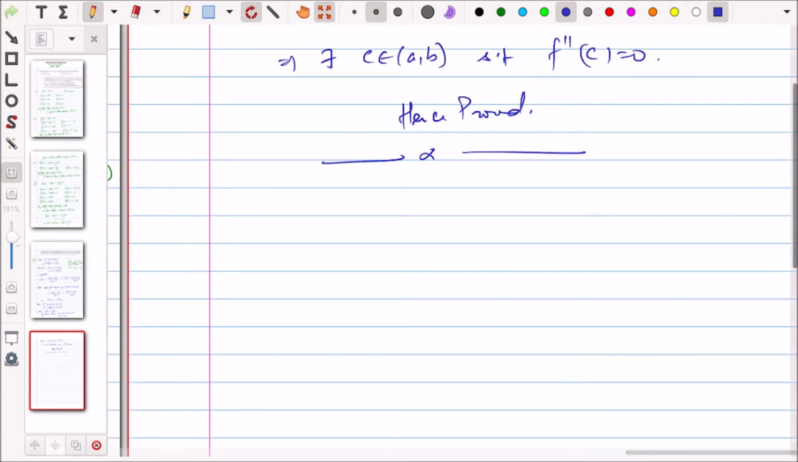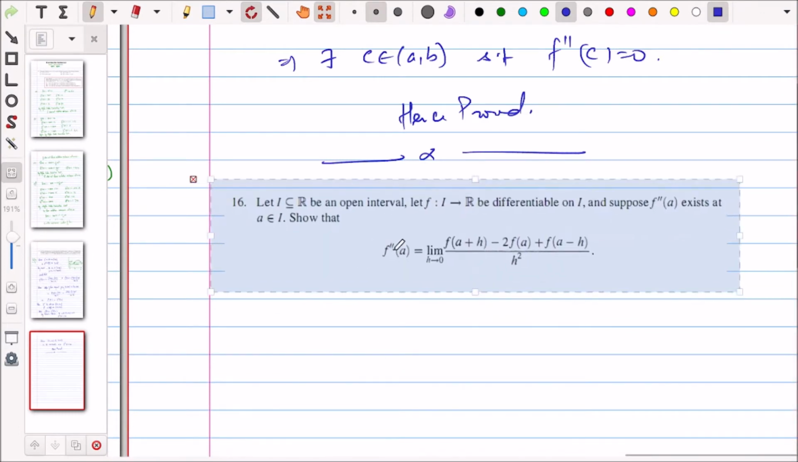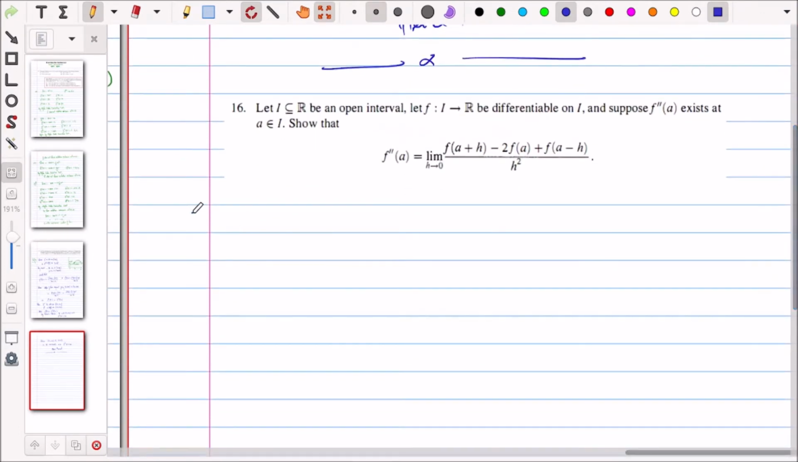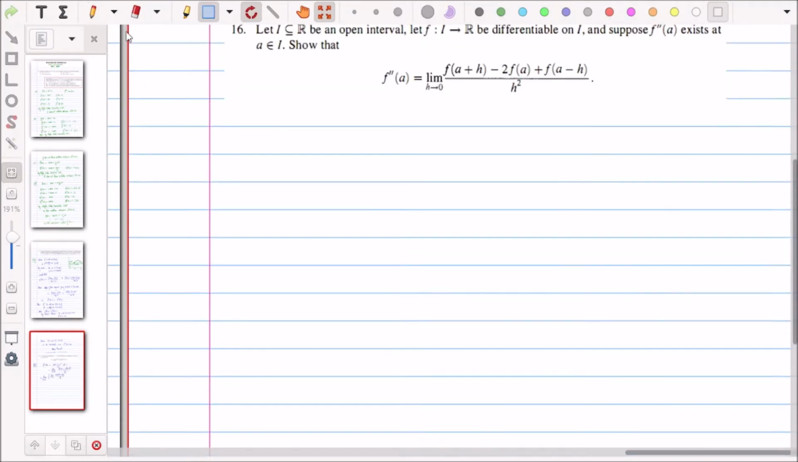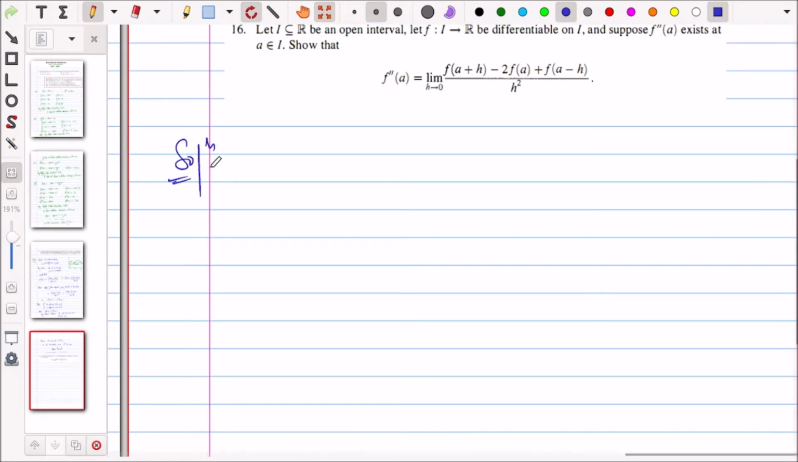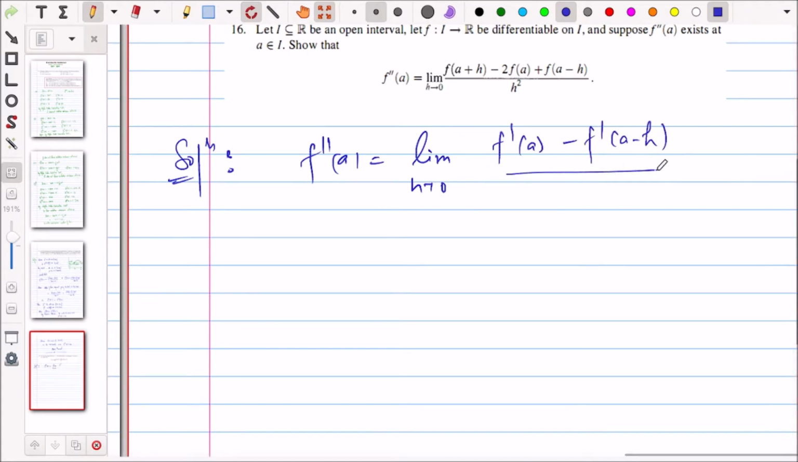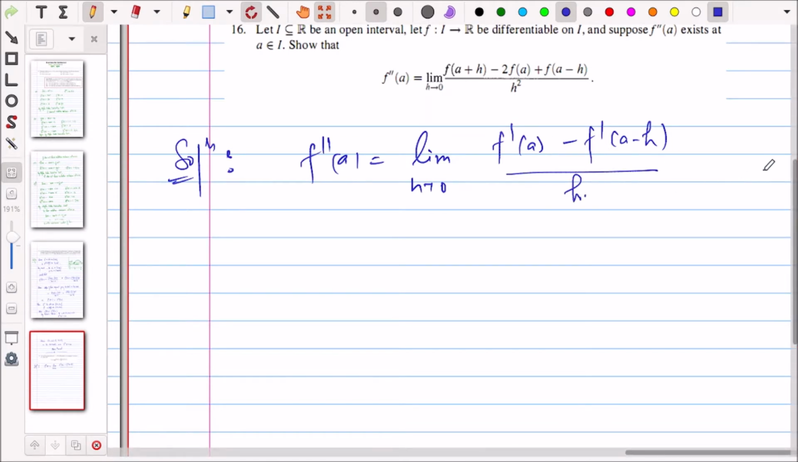Now let us move to question number 16. Question number 16 is again a very simple question. You just start with the double derivative and apply the limit definition of the derivative to get this formula. So let us start the solution. We will start with f double dash. It's simple. We will apply the limit derivative formula. So this is f dash a minus f dash (a minus h), basically change in a upon h. So this is the formula for the derivative.